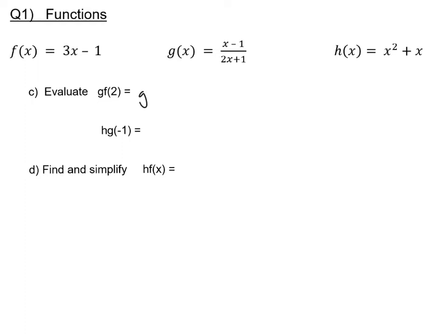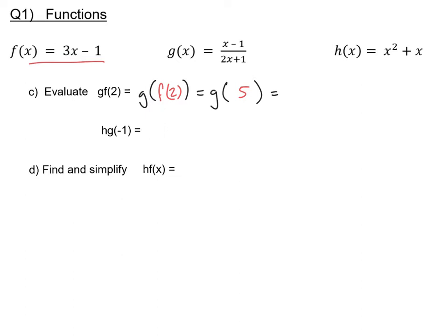Okay, evaluating compound functions. The important thing here is to put the brackets after the first letter and at the end. So I'll use colour to show those brackets going in. First thing we're going to do is find out what f of 2 is. We work from the inside out. So we find out what f of 2 is. Now that's just substituting 2 into our original formula for f, and that gives you 5.